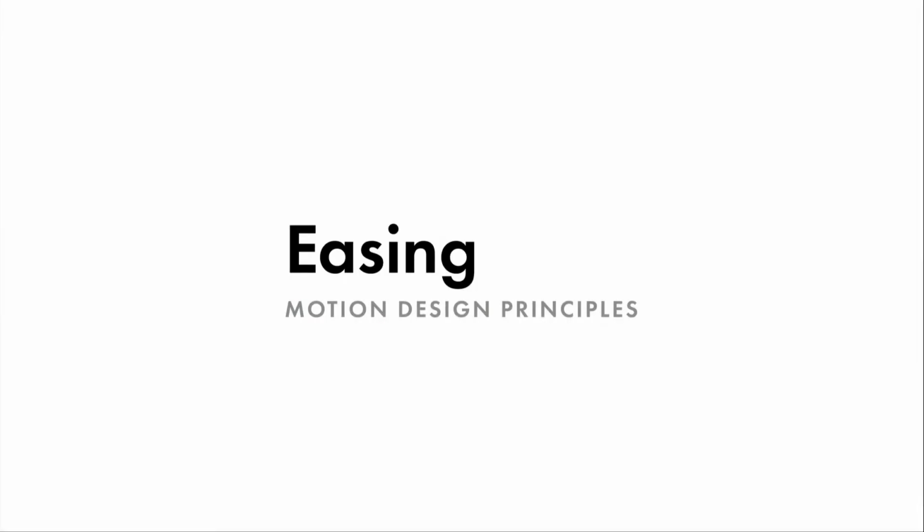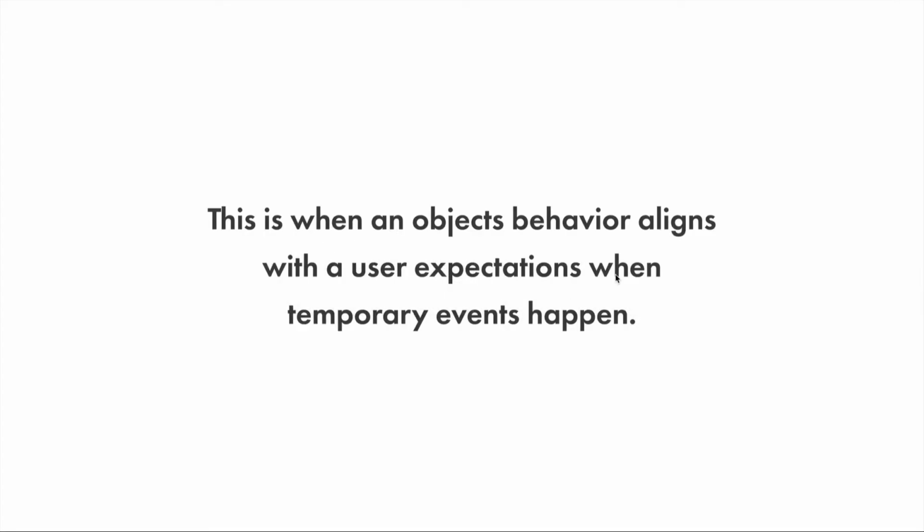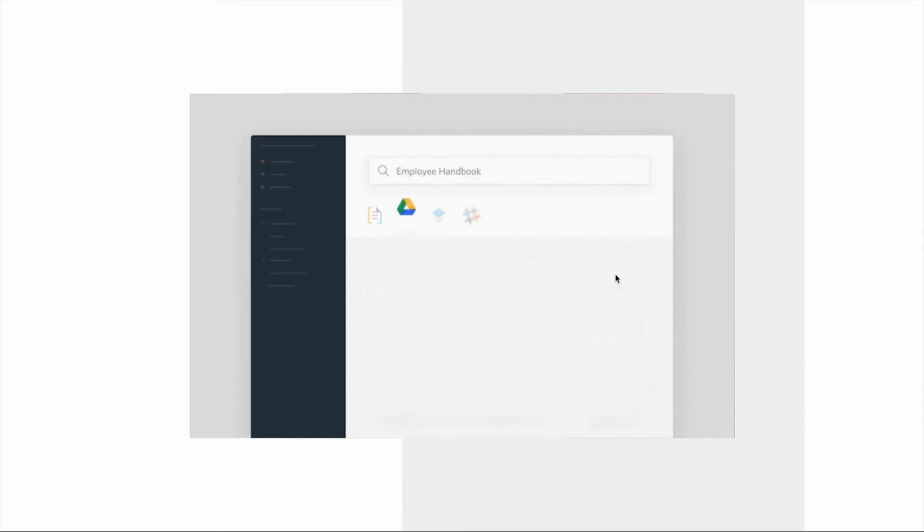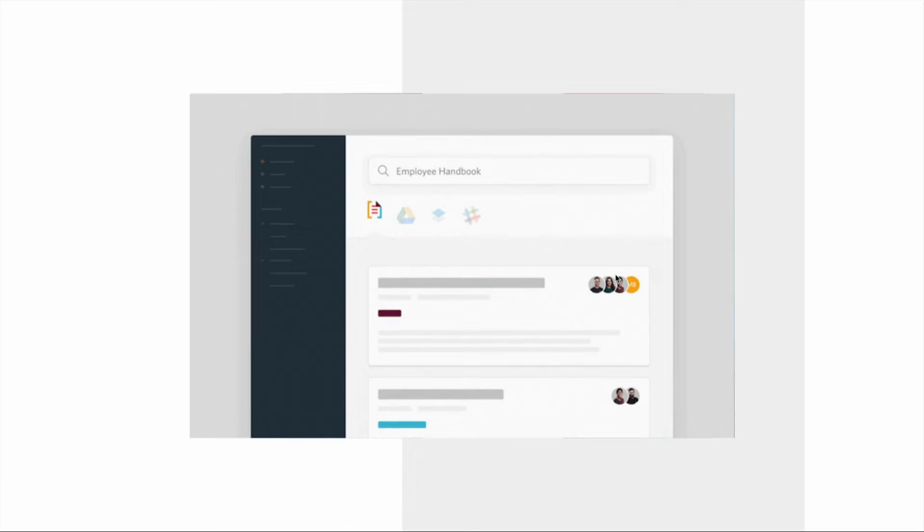Okay, so let's talk about the first principle. This is called easing. This is when an object's behavior aligns with a user's expectations when temporary events happen. Easing really mimics the way real-world objects accelerate and slow down over time. This applies to all UI elements that have motion.